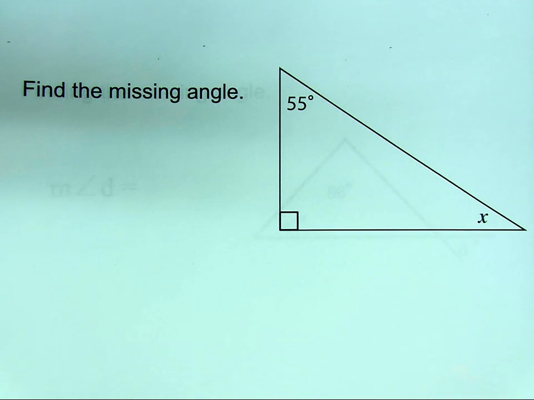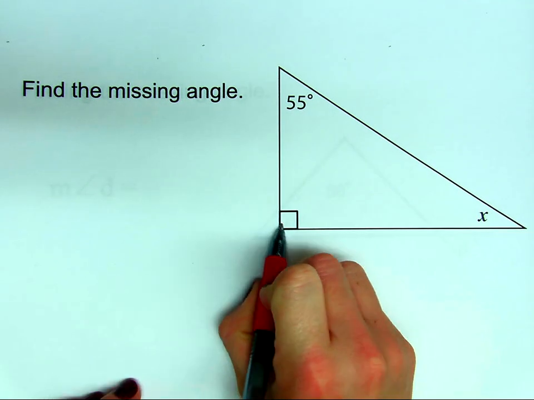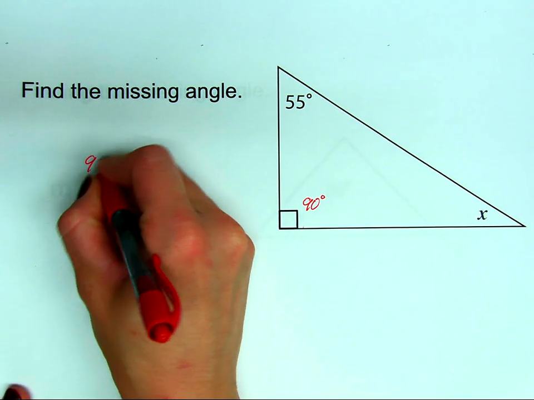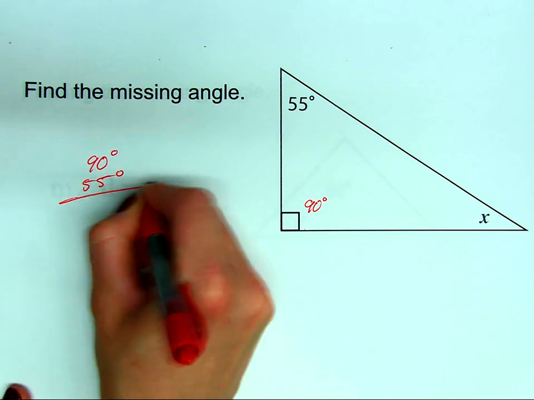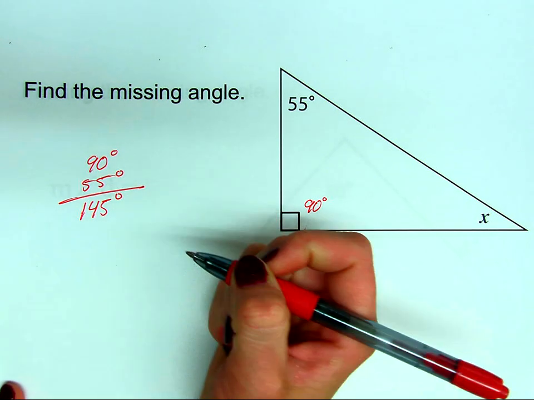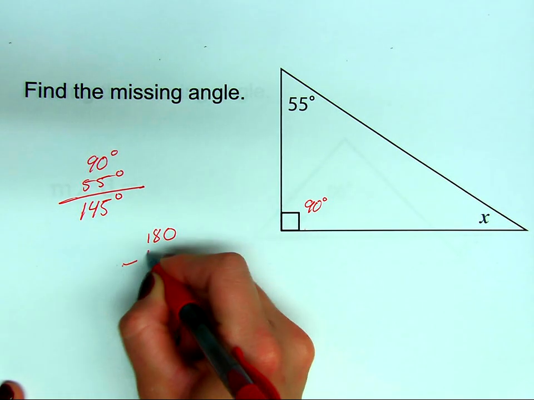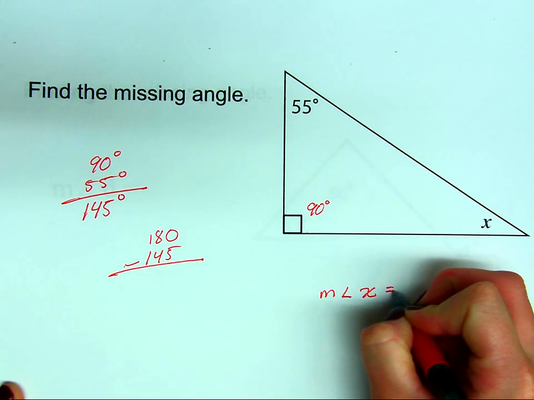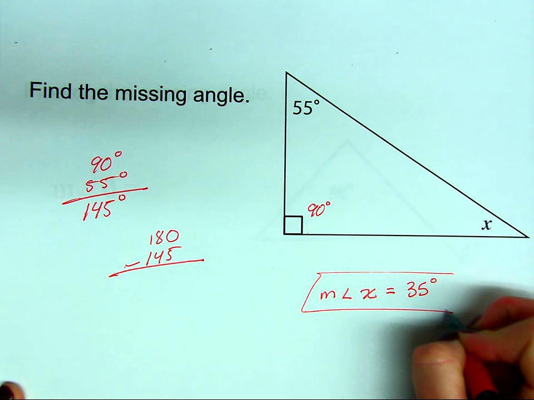Pause the video and give this one a try also. So this box in the corner, if you don't remember, is 90 degrees. So 90 degrees plus our 55 degrees makes 145 degrees. Then 180 subtract your 145. The measure of angle X is equal to 35 degrees.